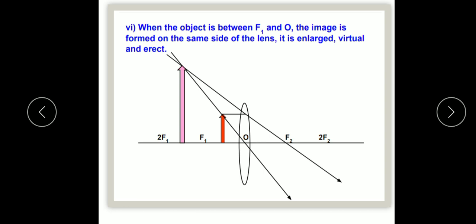And what is the nature of the image? The nature of the image is virtual and erect. The position is on the same side of the lens, and the size is enlarged. That means the size of the image is more than the object size.